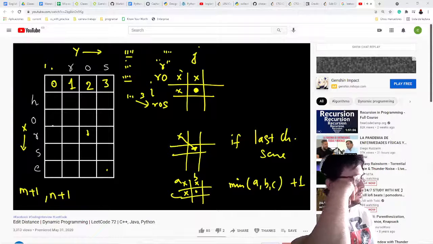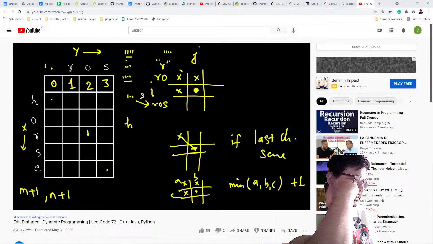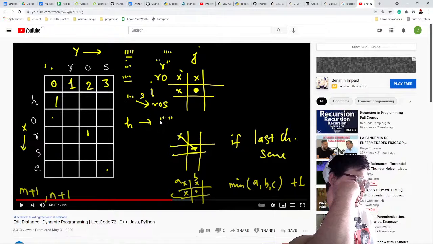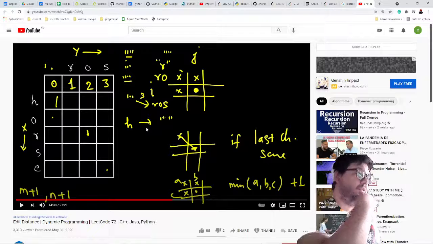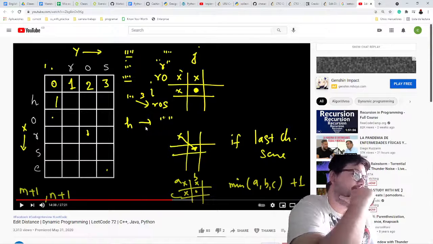And similarly this one, here we will do deletion. X is h and y is empty, this column, first column I am talking about. So here we will delete 1. So again 1. Here we have h. Okay, so we're matching them.